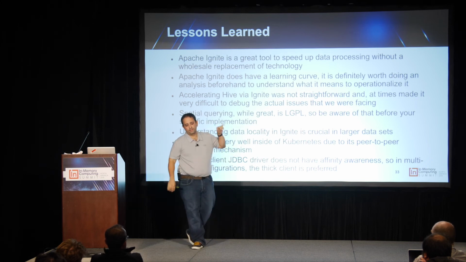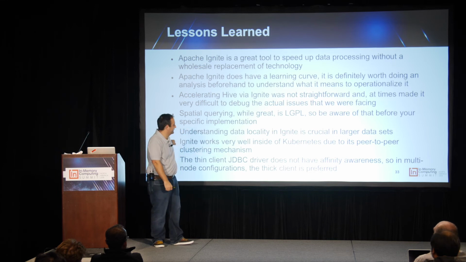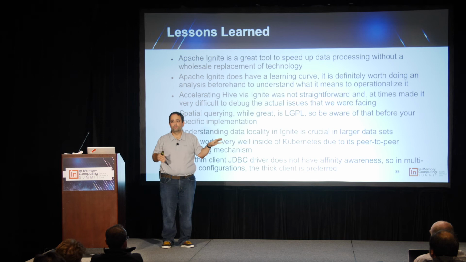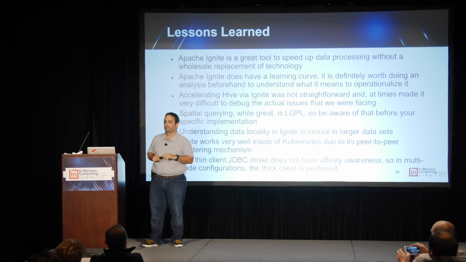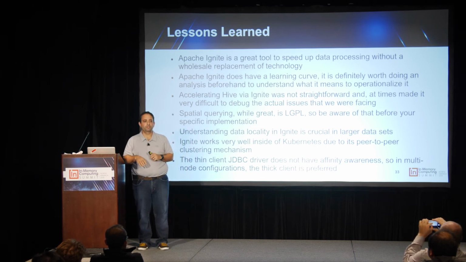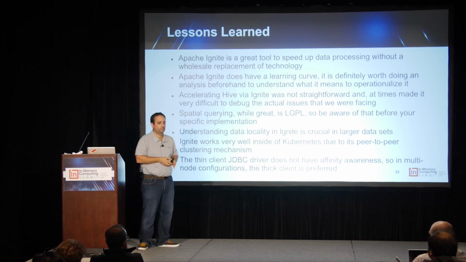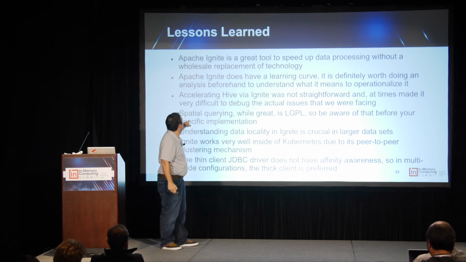And then the thin client JDBC driver, this is a big thing that we found out towards the end of our testing. It does not have affinity awareness of all the nodes you have. So if you lose a node and it's connected to something, it does not switch over. The reason I mention this is because it's very difficult to figure out in the documentation. In multi-node configurations, you're definitely going to want to prefer the thick JDBC client over the thin JDBC client. That caused a lot of hair loss.